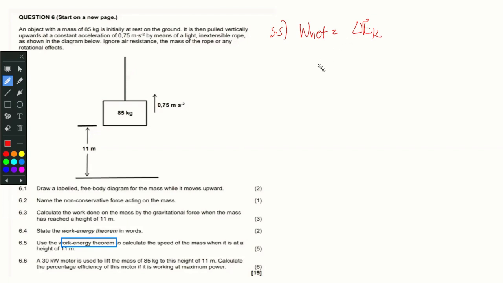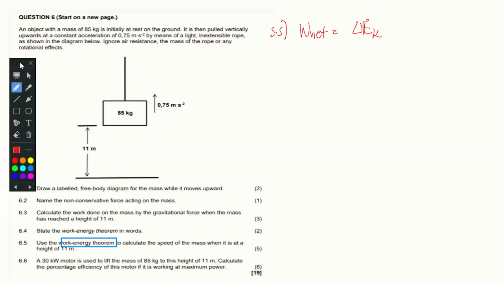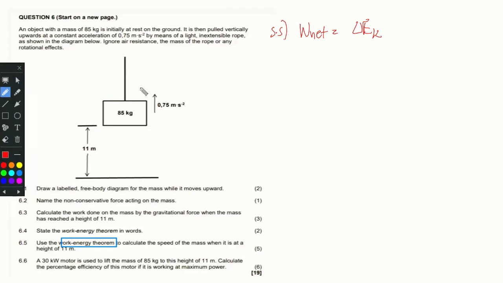So okay, let's see. So do we have tension, or can we calculate tension? So okay, we can actually calculate the F net. So if we can actually do this, let's see.